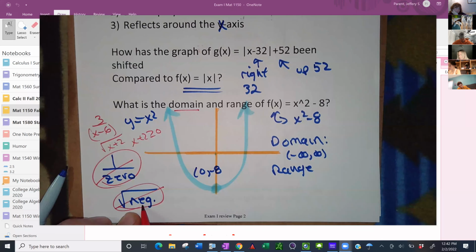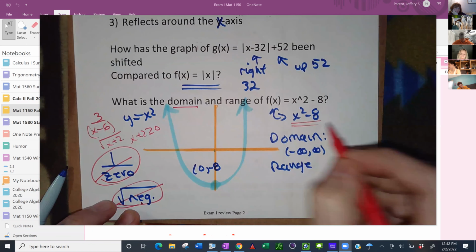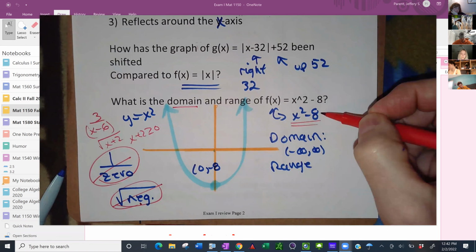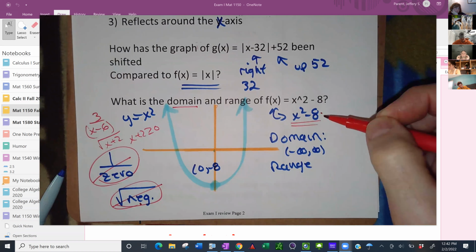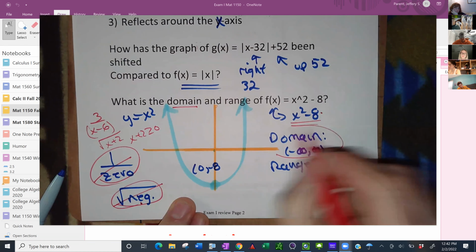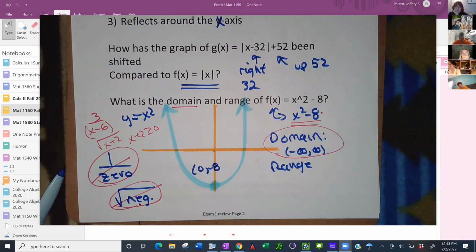But the good news is that with polynomials in general and with this expression in particular, the domain is just everything. There's nothing that can go wrong in this function as far as the domain is concerned. So the domain is negative infinity to infinity.